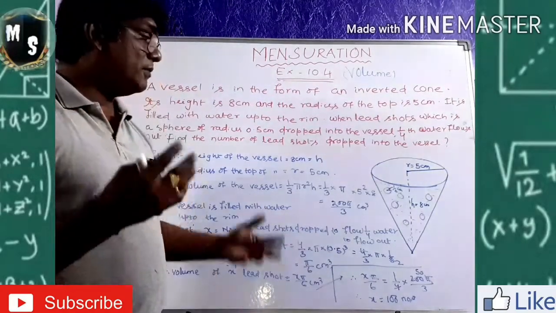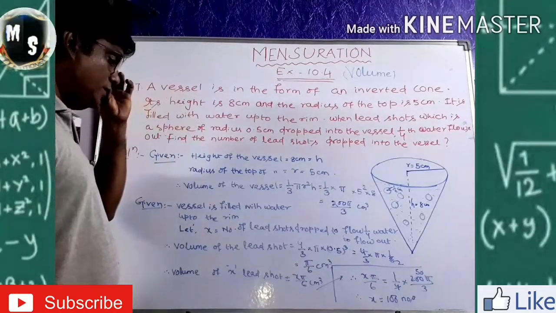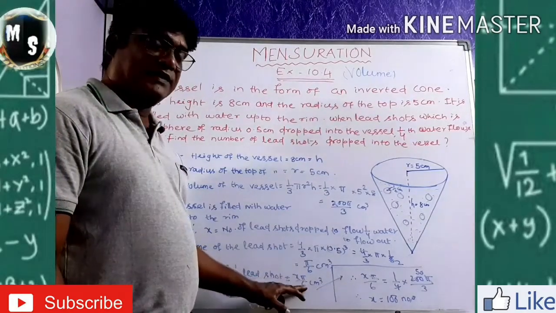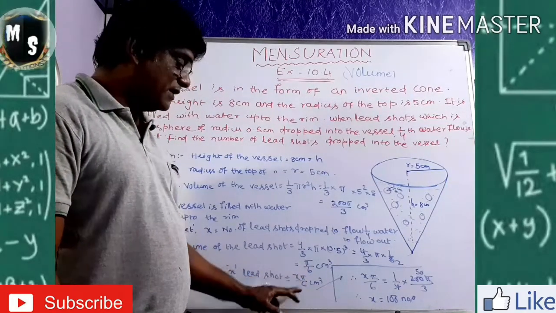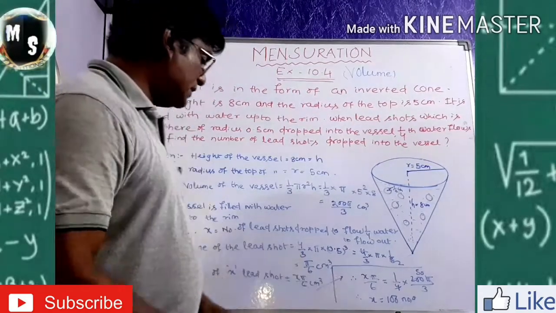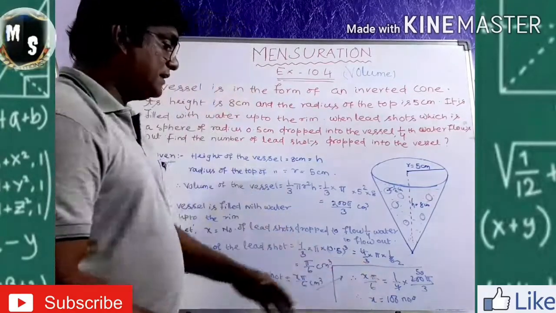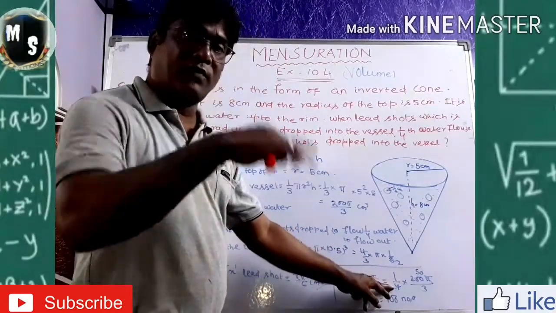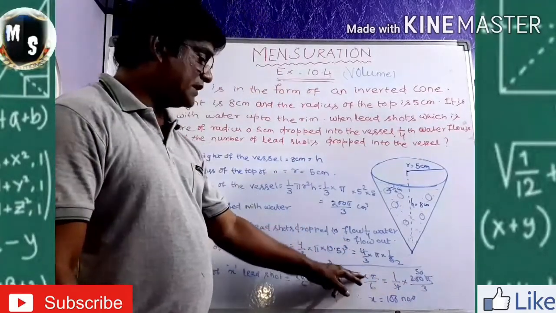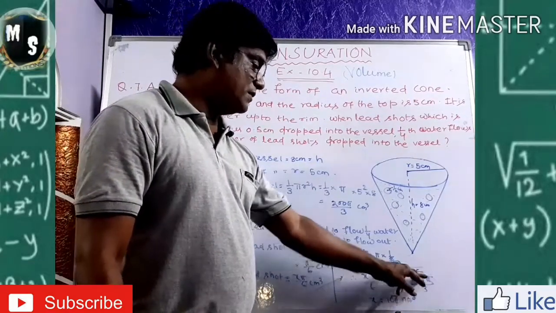So how many lead sources? We don't know. Let it be x. So for x lead sources, what is the volume? The volume of x lead sources will be pi by 6 into x, or x pi by 6 cubic centimeter. Now what does the question say? The volume of the lead sources is taking 1/4 of the water from the cone. What is the cone volume? This much into 1/4. So x pi by 6 equals 1/4 into the cone volume, that is 200 pi by 3.